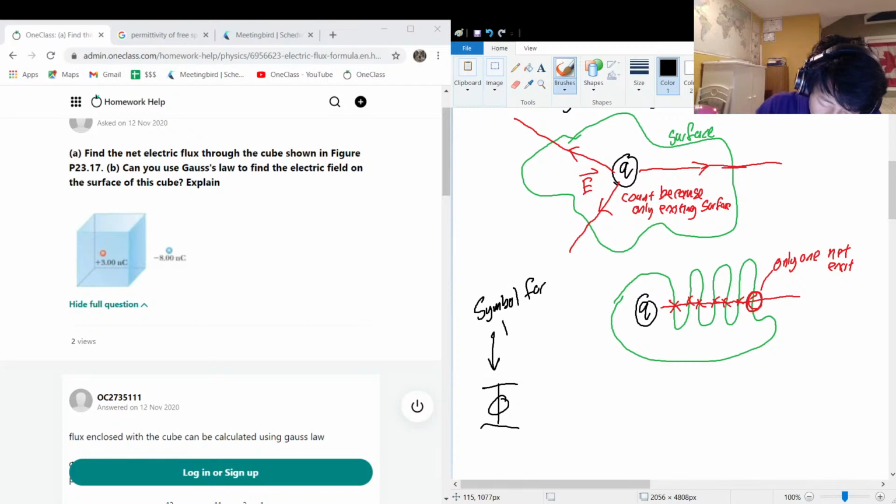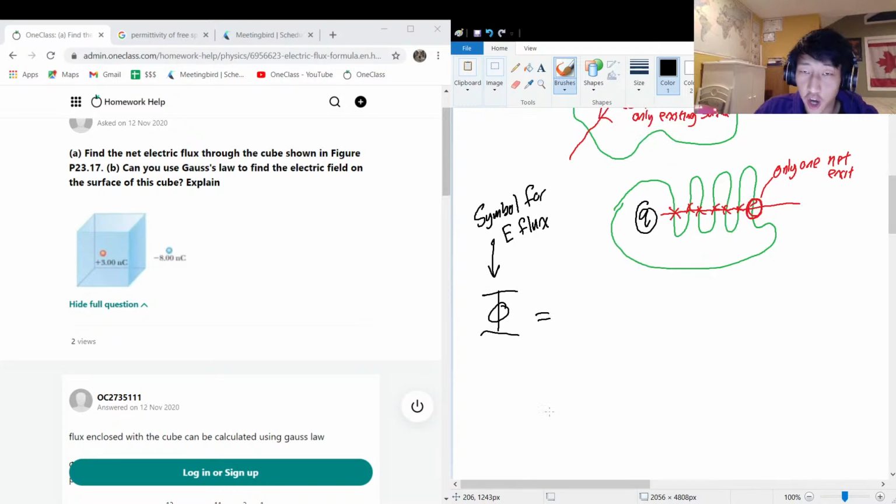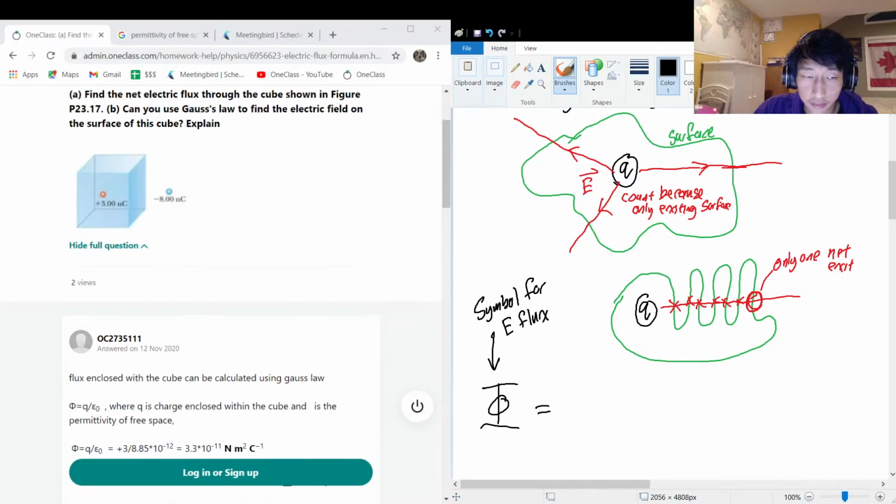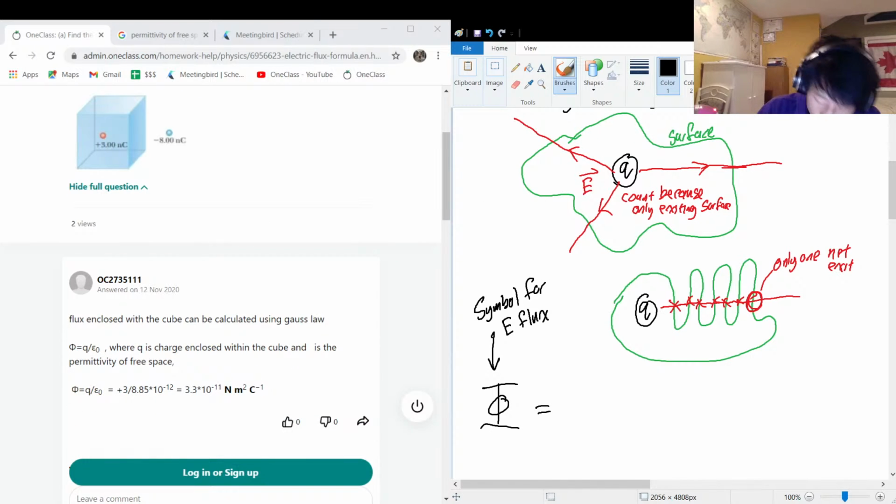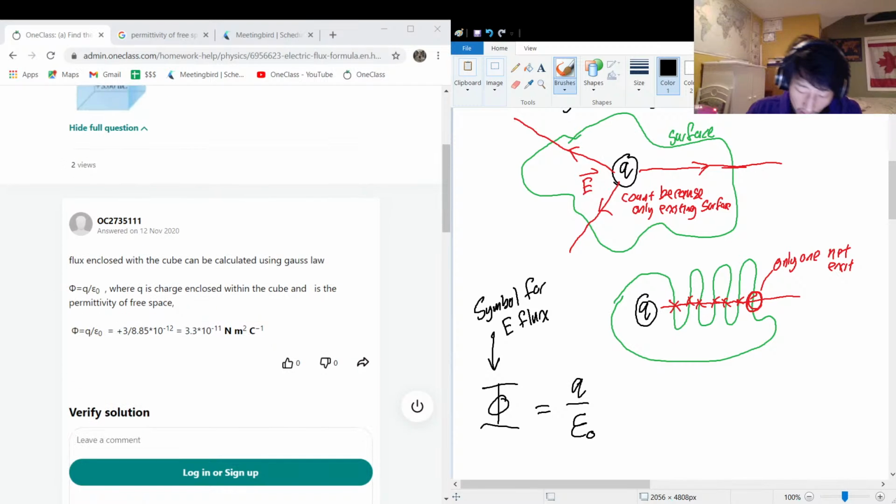Symbol for flux. And this is equal to the charge that's contained inside divided by a constant called epsilon naught. And epsilon naught is a constant that is also known as the permittivity of free space.